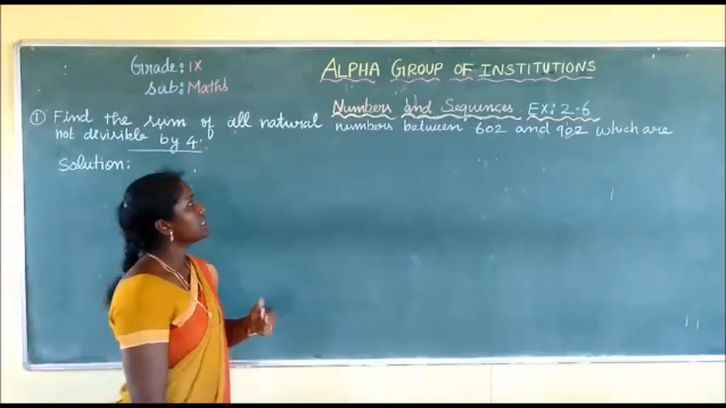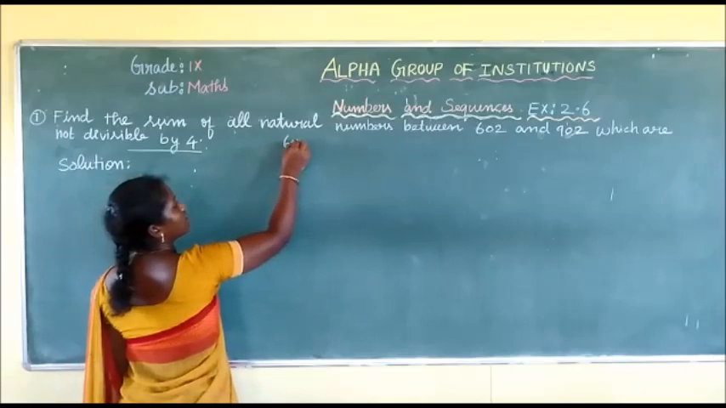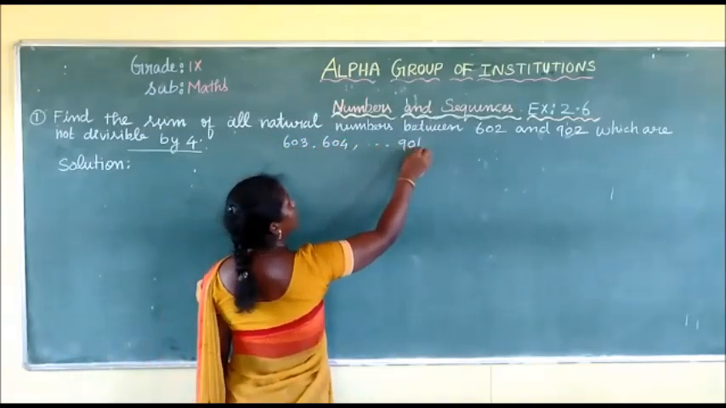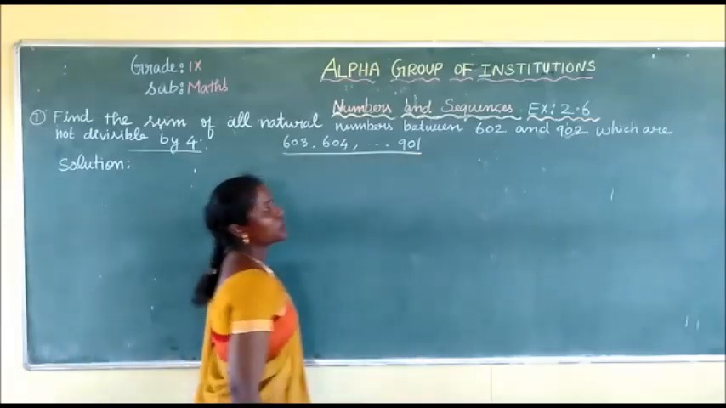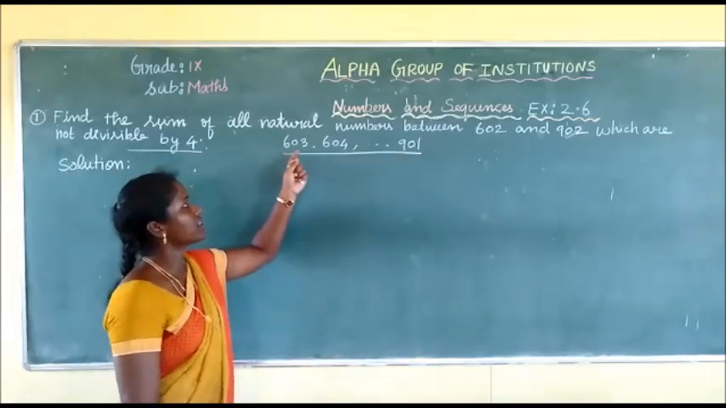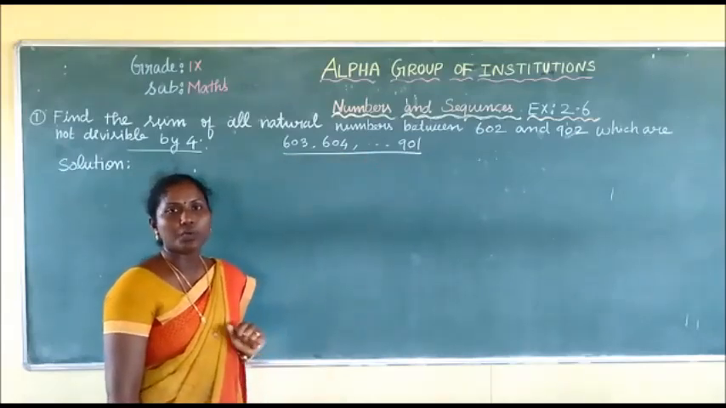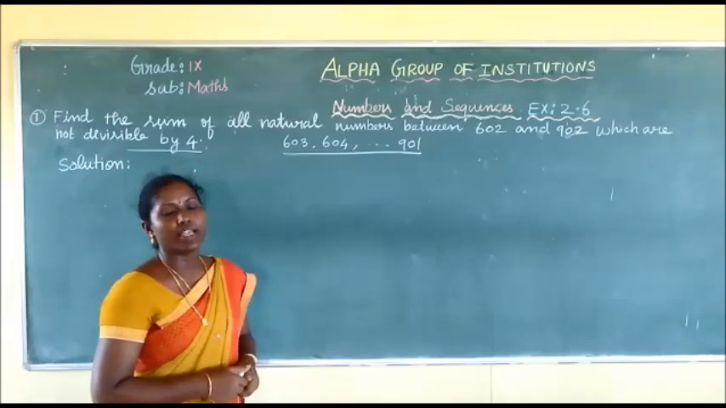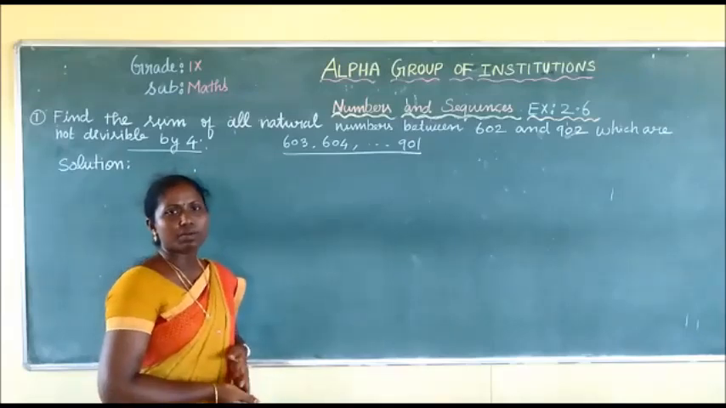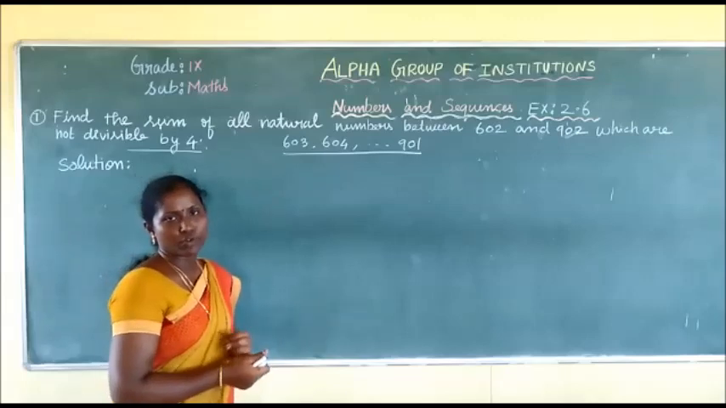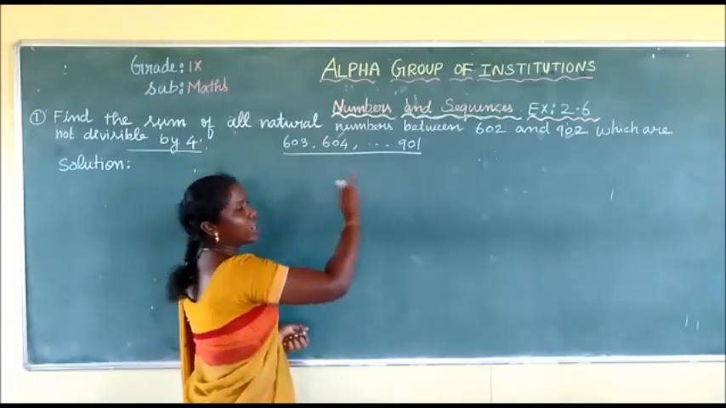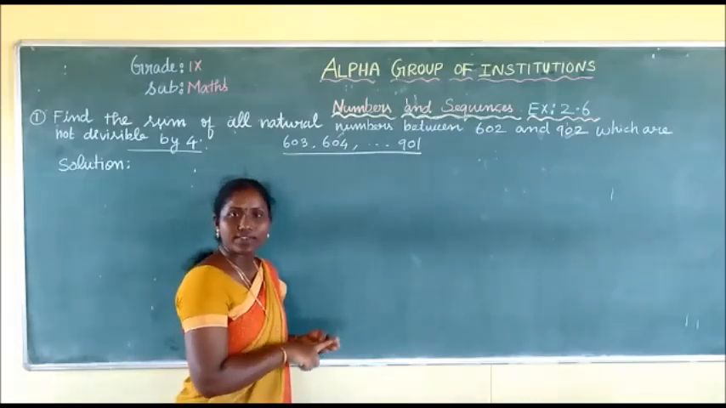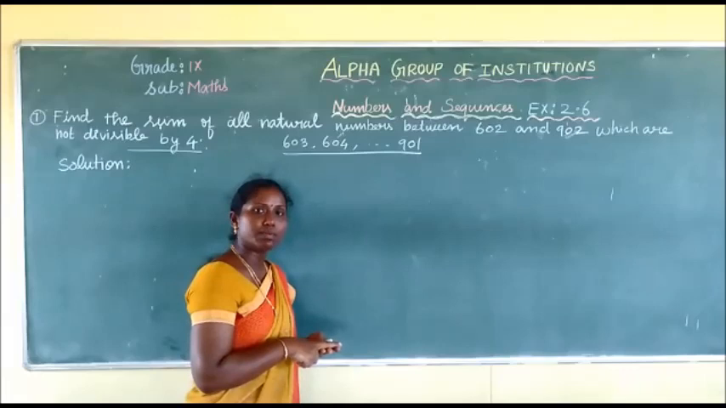Okay, so see the series over here: 603, 604, etc., up to 901. These are the numbers between the given 602 and 902. Here we have to pick the numbers which are not divisible by 4 and find the answer. So see which numbers are not divisible by 4. 603 is not divisible by 4. 604 is divisible by 4. 605 is not divisible by 4. 606 is not divisible by 4. 607 is not divisible by 4. And 608 is divisible by 4.